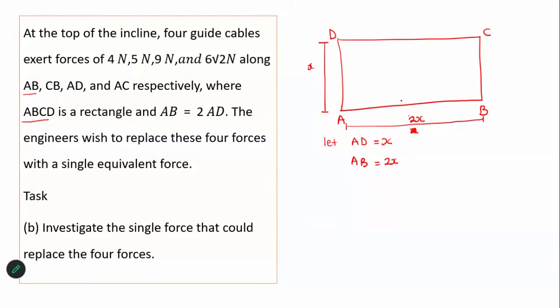Along AB, you have 4 newtons. So here, you're going to have your 4 Newton force. Along CB, what is CB? Look at the letters C to B. So have that arrow, it is 5 Newton. A to D. A to D is here, and here you have your 9 Newton. Then A to C. A is here and C is here. Put the arrow. And this one is 6 root 2 newtons.